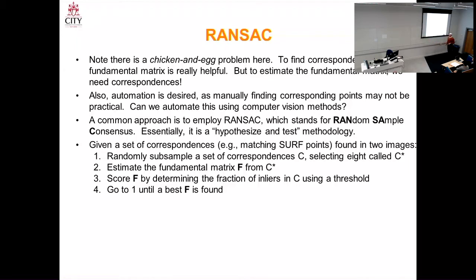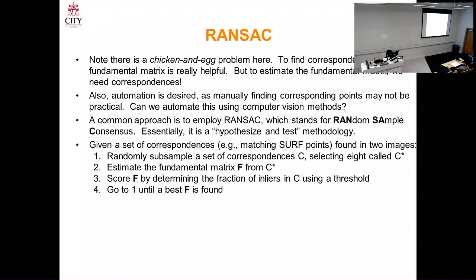So the first thing we're going to do is randomly subsample a set of correspondences, and I'm going to call that C. Okay, so I've got a bunch of points in one image, I've got another set of points in the second image. I don't really know which points correspond. But I'm going to randomly subset a sample, I'm going to pick 8, and I'm going to call that C prime. Since I have 8 correspondences, I can then estimate the fundamental matrix using the function I described earlier.